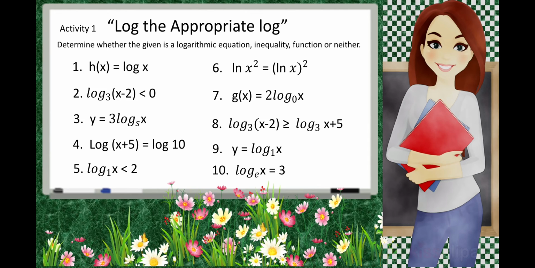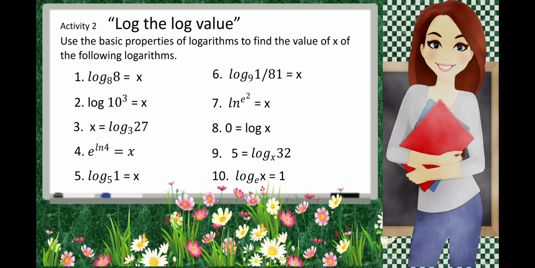For your activity, entitled Log the Appropriate Log, you're going to determine whether the following is a logarithmic equation, inequality, function, or neither. Just write logarithmic equation, logarithmic inequality, or logarithmic function from number 1 to 10. And then for activity 2, entitled Log the Log Value, you're going to use the basic properties of logarithm to find the value of x of the following logarithms, from 1 to 10.